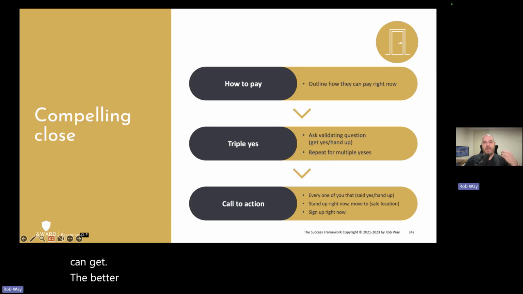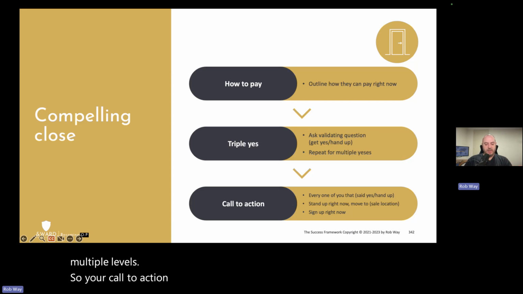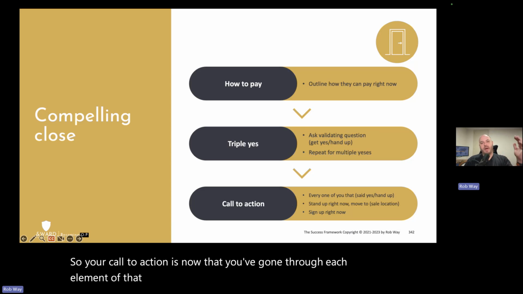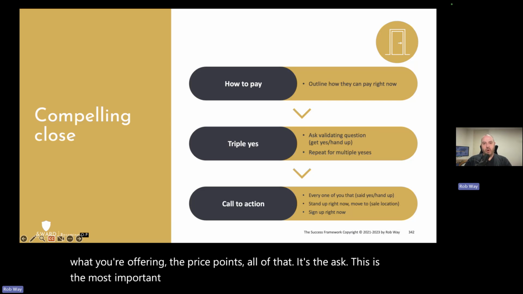Ending on a call to action. So once this is written, specifically working from a stage, but it applies to closing on multiple levels. Your call to action is, now that you've gone through each element of that and validated who they are, what it is they want, what you're offering, the price points, all of that, it's the ask. This is the most important step. If you've gone through all that, ask for the sale.